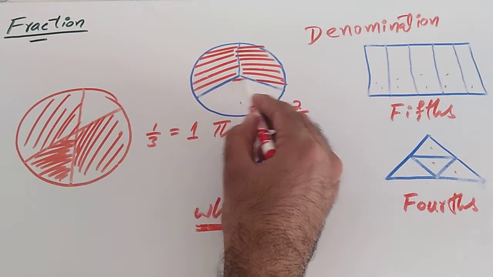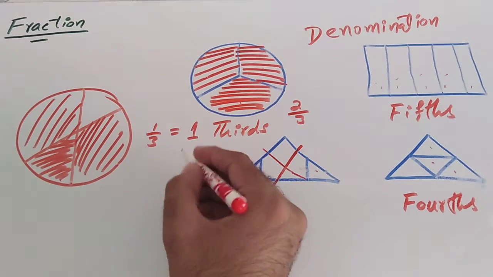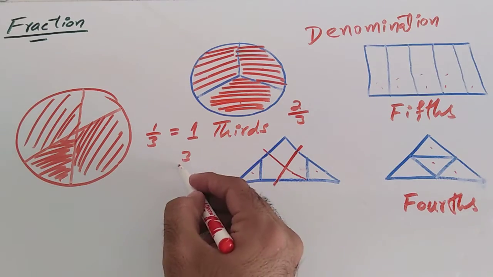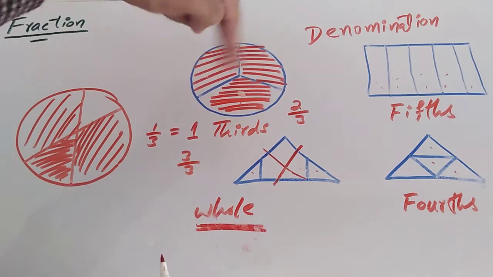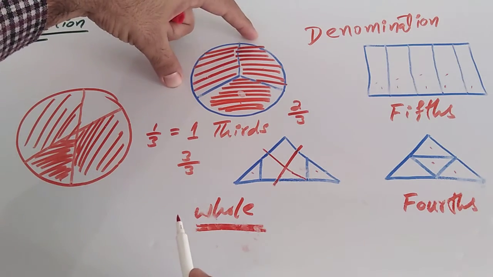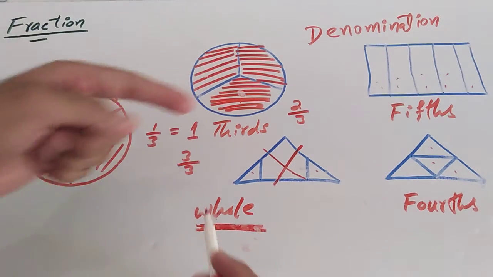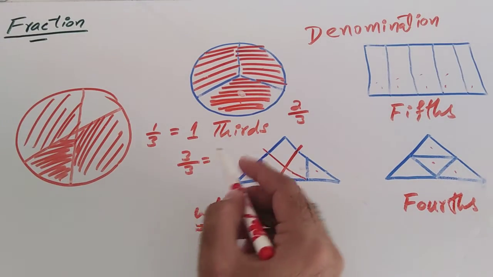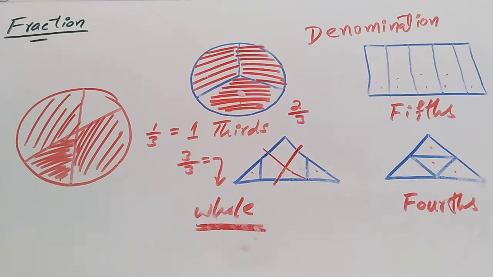And if you shade all of the 3 parts, you have shaded all of the 3 parts out of 3 parts, or you have shaded 3 pieces out of thirds, so it's 3/3. Since you can see everything is shaded, this thing is called a whole. So the whole of the thing is shaded. This also represents the whole. Okay, move on to the next one.